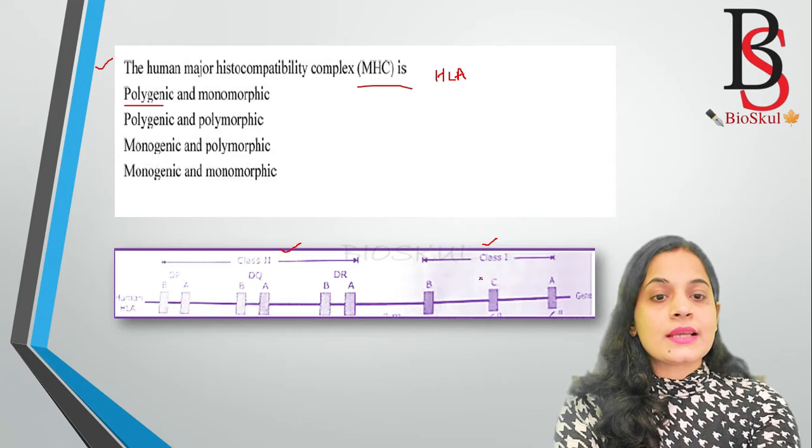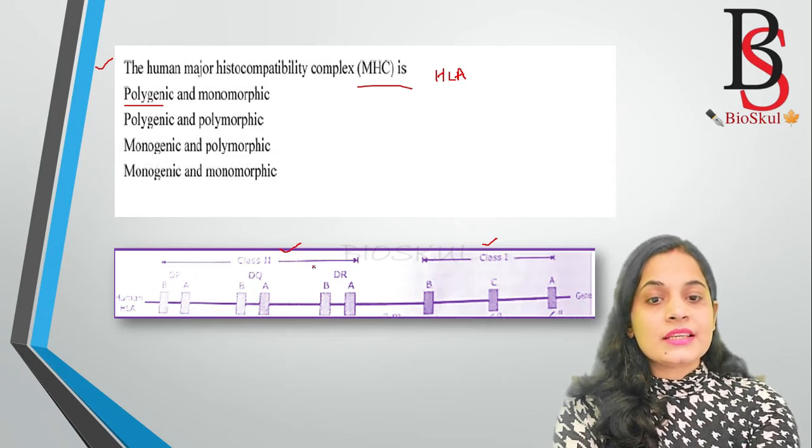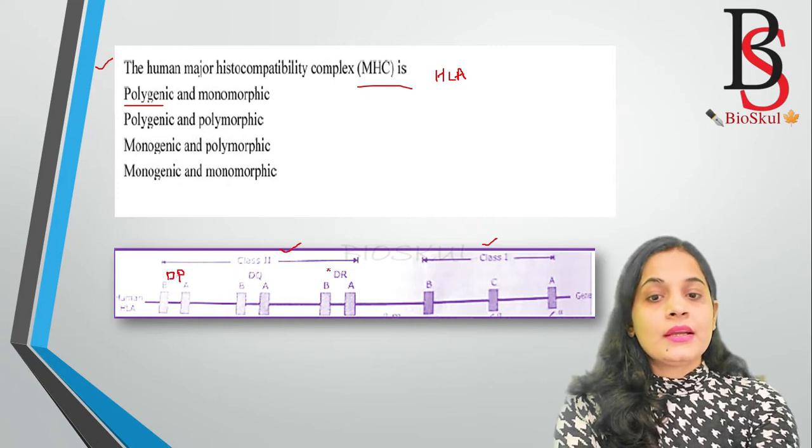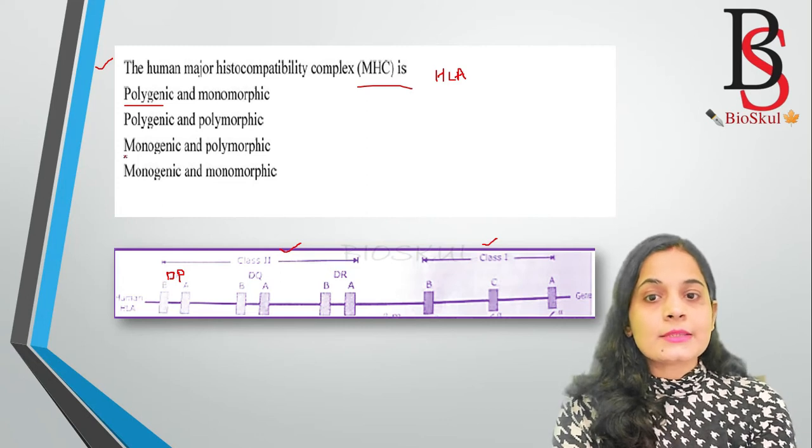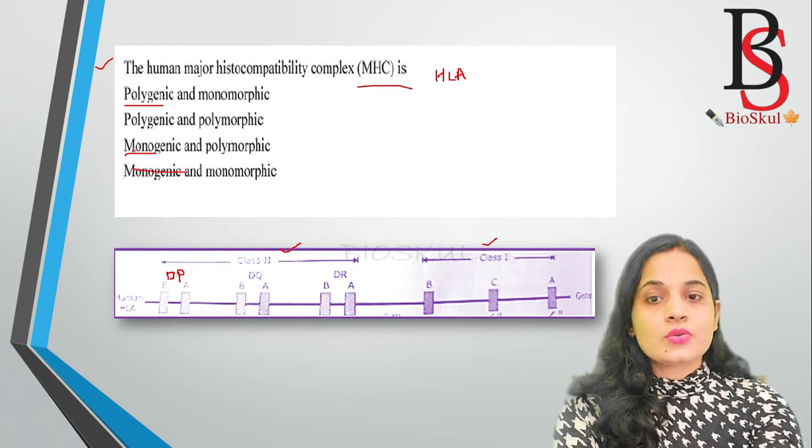Class 1 MHC has the A, B, C genes present. Similarly, in class 2 MHC, you will find DP, DQ and DR. So, many genes are present. So, the MHC is polygenic. So, let's eliminate these two options.